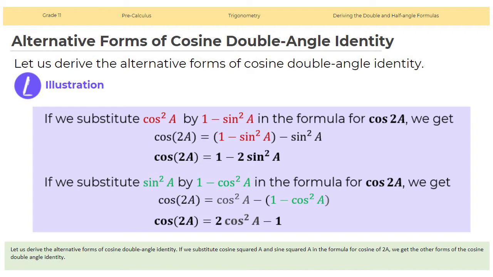On the other hand, if we substitute sine square a by 1 minus cosine square a in the formula for cosine 2a, we get cosine 2a equals cosine square a minus 1 minus cosine square a. So it will become cosine 2a equals 2 cosine square a minus 1. We have obtained other forms of the cosine double angle identity.